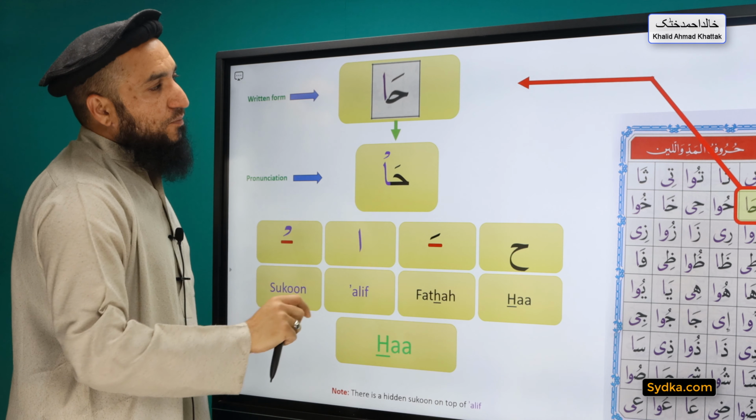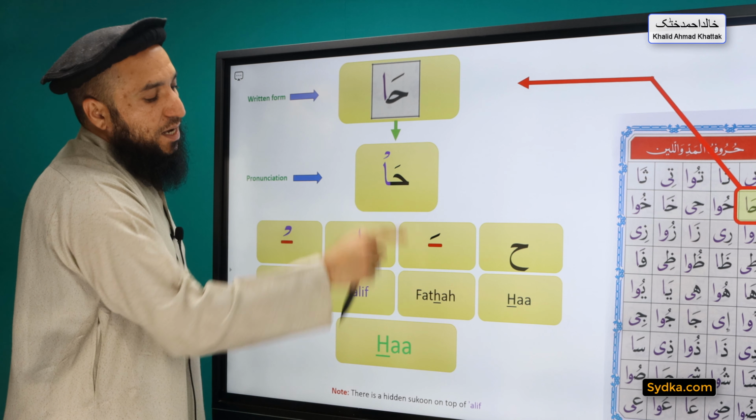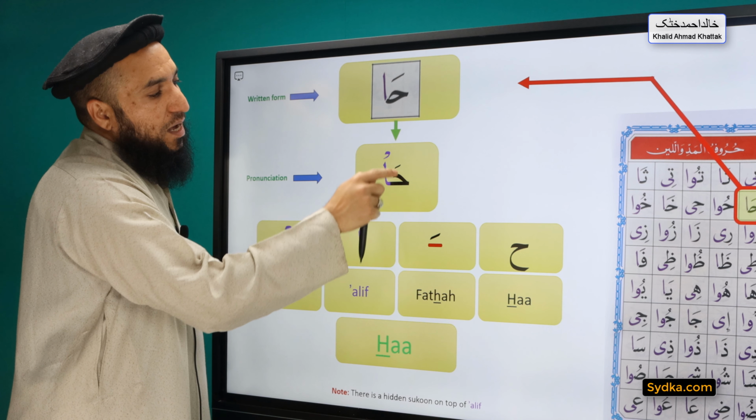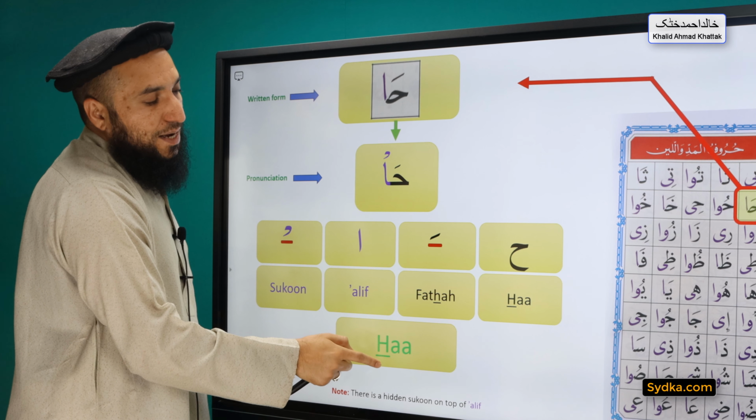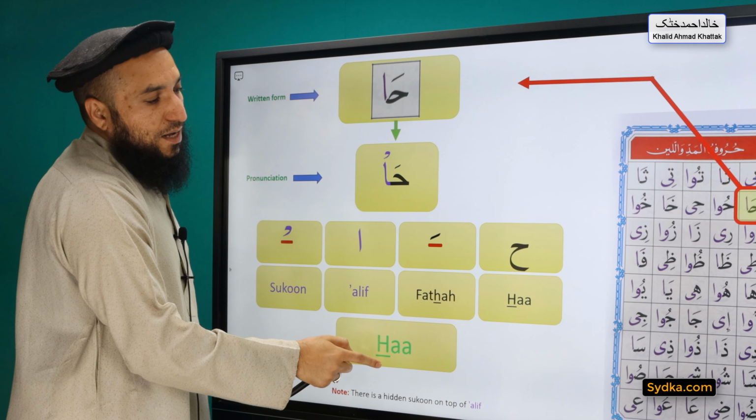The next syllable we have is ha fatha alif sukoon. As the written form, ha is a light letter, it has fatha on top of it, and it is followed by alif, and alif has a hidden sukoon here. So I have written here for explanation. Ha fatha alif sukoon ha.